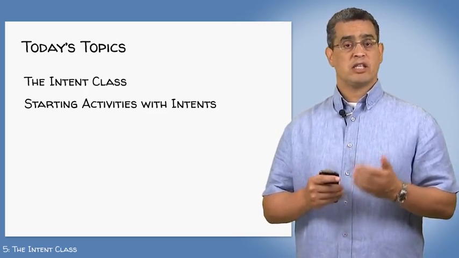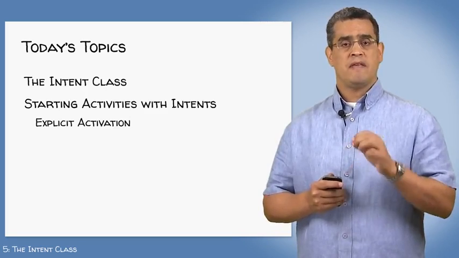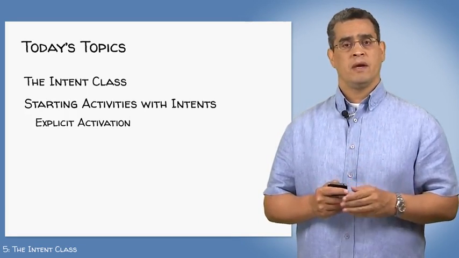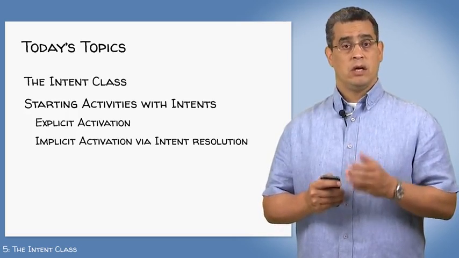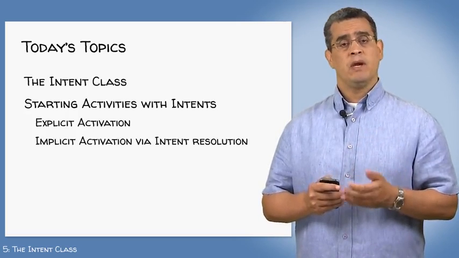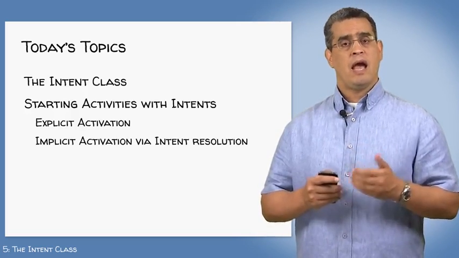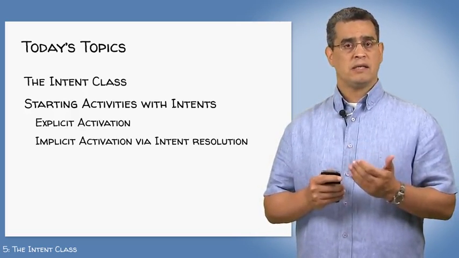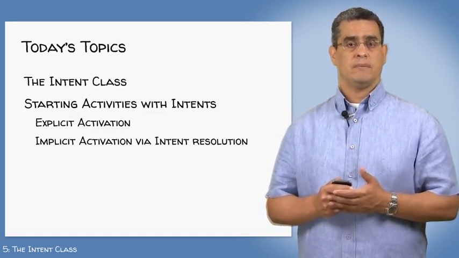First, I'll talk about explicit activation, in which intents specifically name the activity they want to start. And second, I'll talk about implicit activation, where intents don't select a target activity, but instead describe the operation they want to be performed, after which Android finds and then starts the activity that can perform that operation.